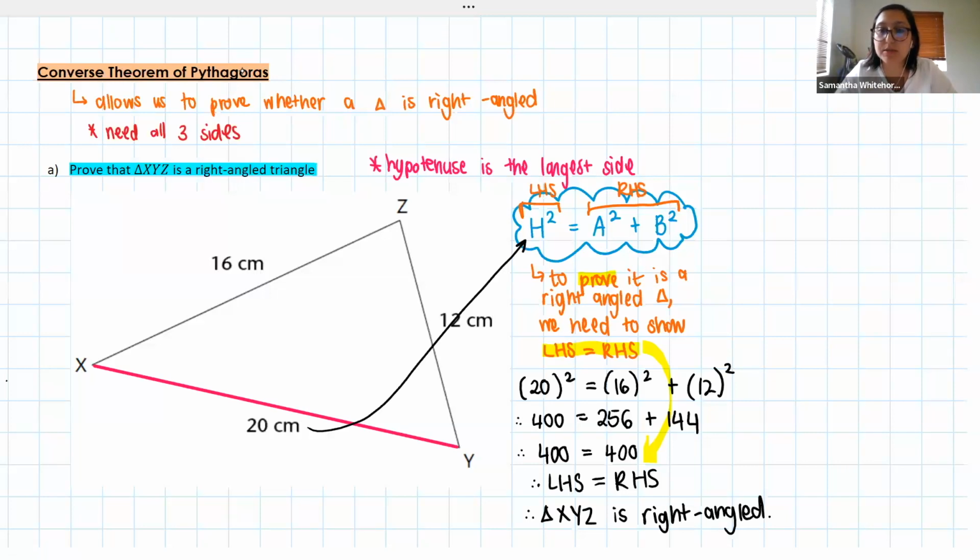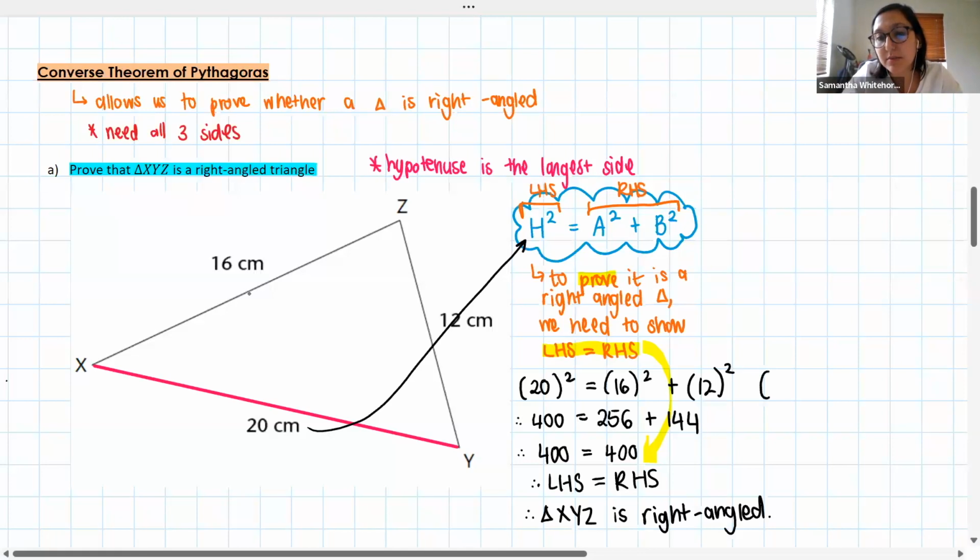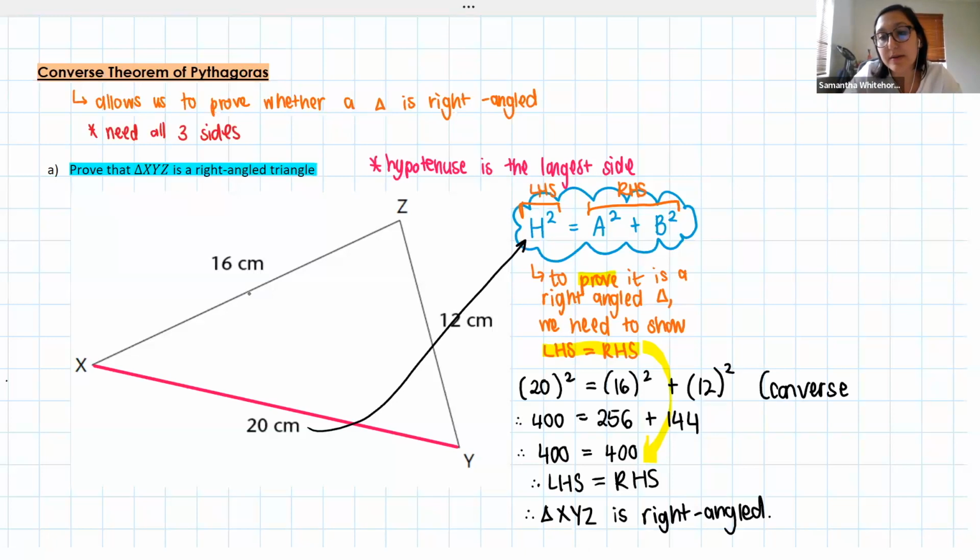Okay, we'll do some examples later where it isn't going to be right angled. But that is essentially how we do the converse. Now remember, this is a geometric concept, so we have to have a reason. So right at the start of my working out, instead of our reason being Pythag, we quite literally just say converse Pythag.